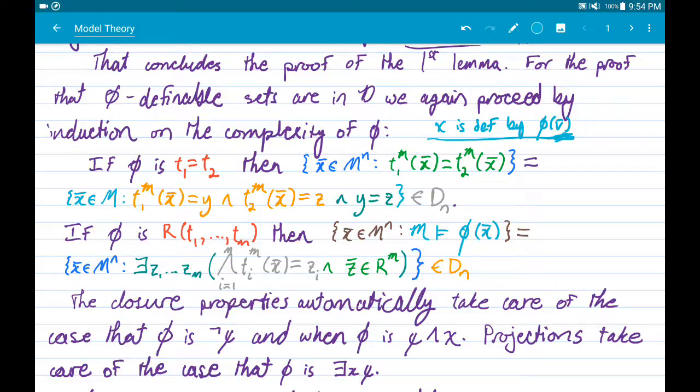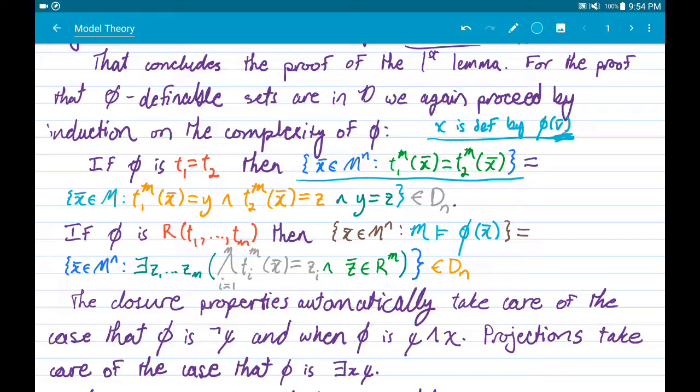So for proof by induction on the complexity of phi, we start with the base case, which is that phi is the equality of some two terms. Between them, they must have n free variables, and the set that phi will then define is the same as the set of values which these two term functions map the same inputs to the same outputs. And that's just by definition of what the term functions are and what it is to satisfy equality.